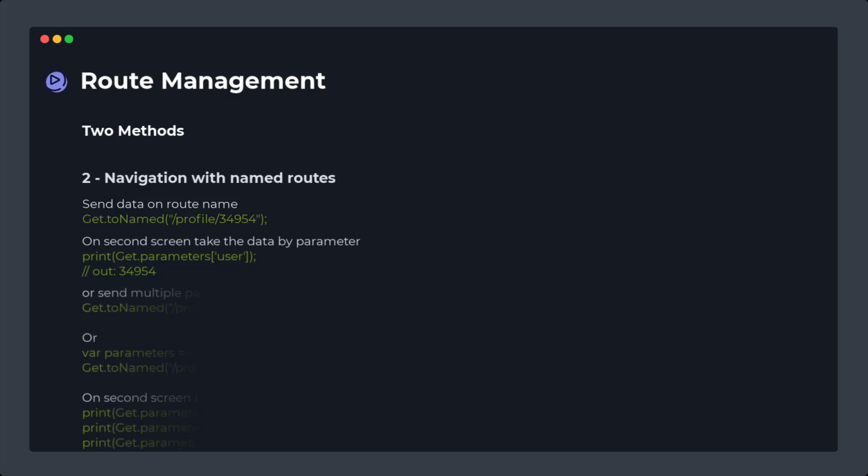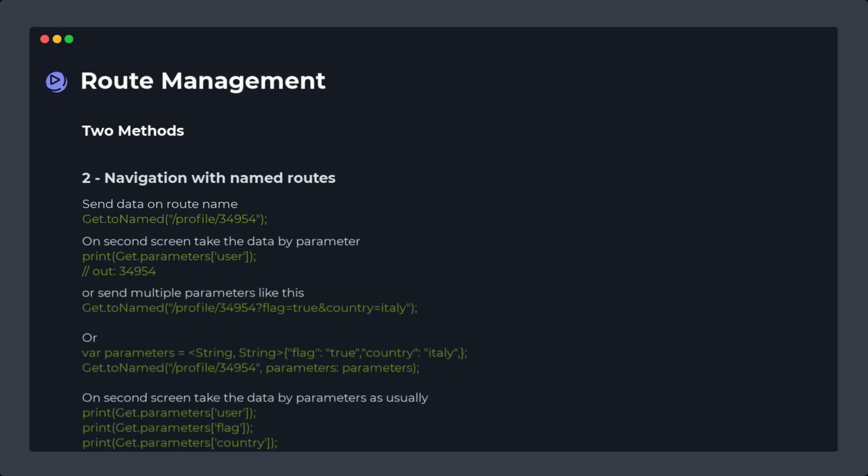Or let's say you want to pass multiple data, multiple parameters. In that case, you have to call get.toNamed, get.offNamed, or whatever you want to use. Call the profile, pass the data, and then again by adding a question mark, you can add different variables, which is flag true and country Italy. How are we going to retrieve this? We have to get the parameters with the flag as true, country as this one, get.toNamed.